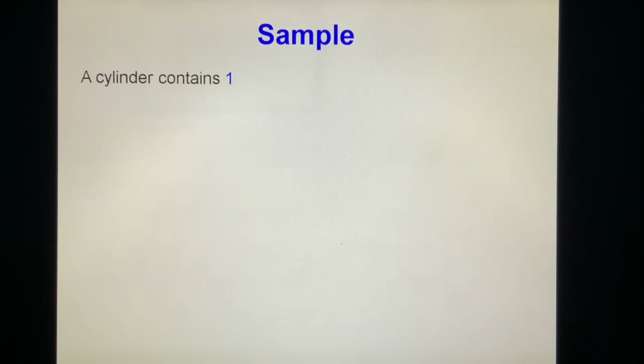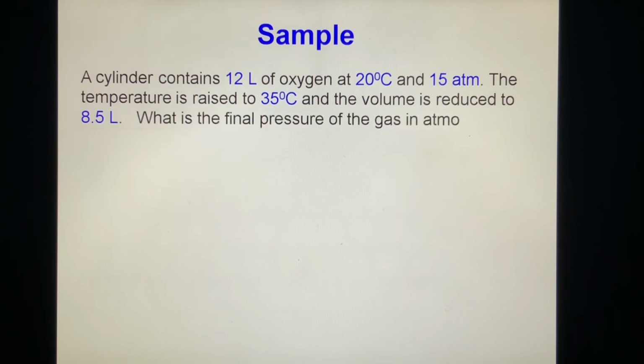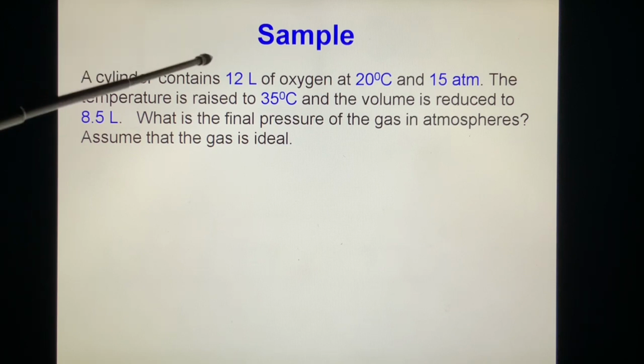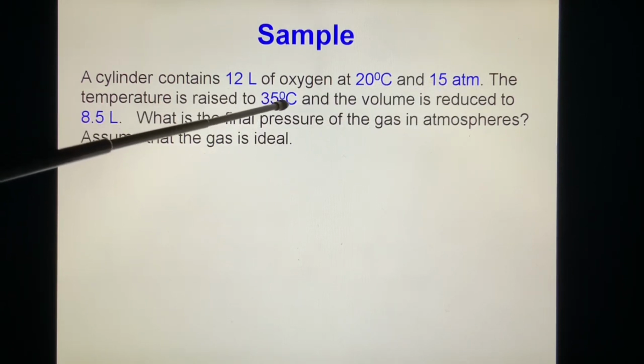Sample problem. A cylinder contains 12 liters of oxygen at 20 degrees Celsius and 15 atmospheres pressure. The temperature is raised to 35 degrees Celsius and the volume is reduced to 8.5 liters. What is the final pressure of the gas in atmospheres, assuming that the gas is ideal? This is very straightforward. We know the initial volume, initial temperature, and initial pressure, and the final temperature and final volume. We want to find the final pressure.